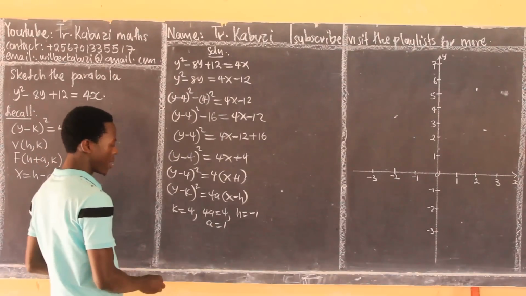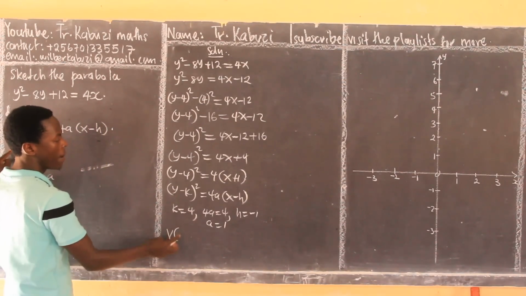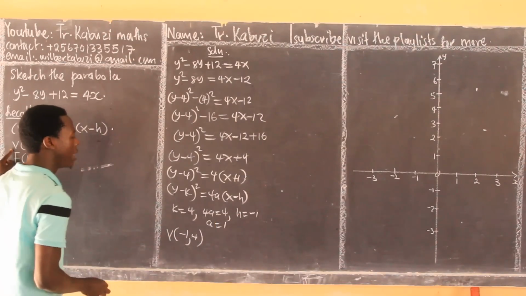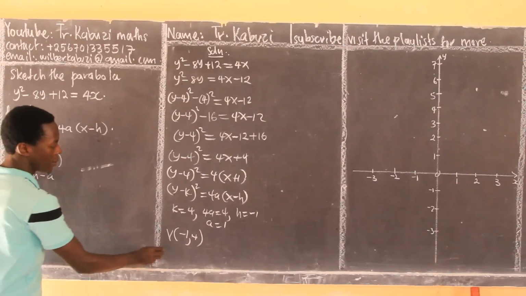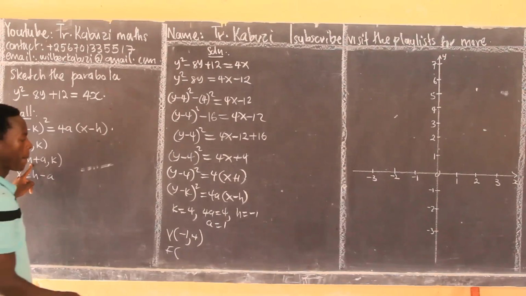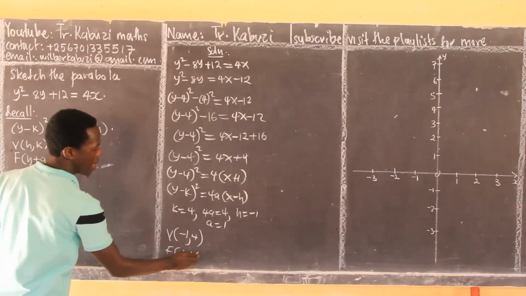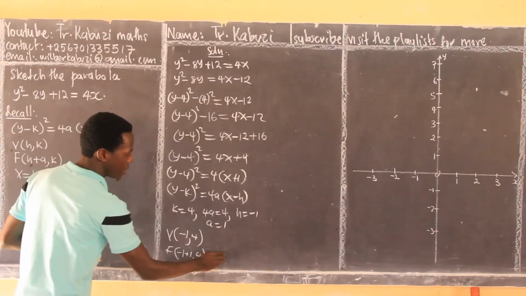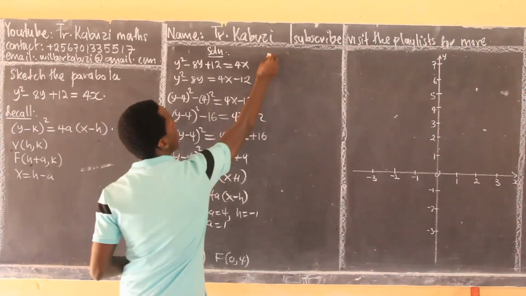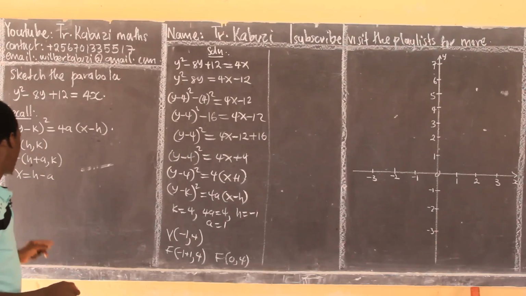Then from here, I can come to my vertex. My vertex, which is (h, k), my h from here is negative 1, then my k is 4. Then I can come to my focus, which we said is (h plus a, k). So my h, which is negative 1, plus 1, comma k, this becomes the focus as (0, 4).